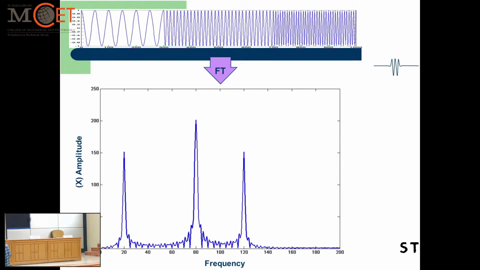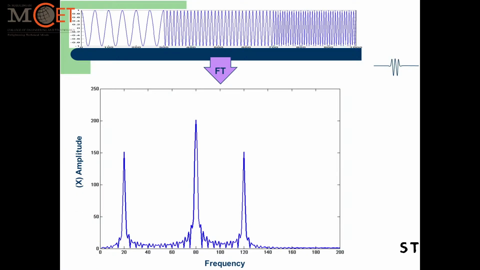Here also I am having 3 peaks, right? Here also I am having 3 peaks. But what about the signal? The signal is non-stationary. Now the question is whether the Fourier transform is responding properly. No. For both the stationary signal as well as the non-stationary signal, my Fourier transform is yielding the same answer. Correct? Yes or no?